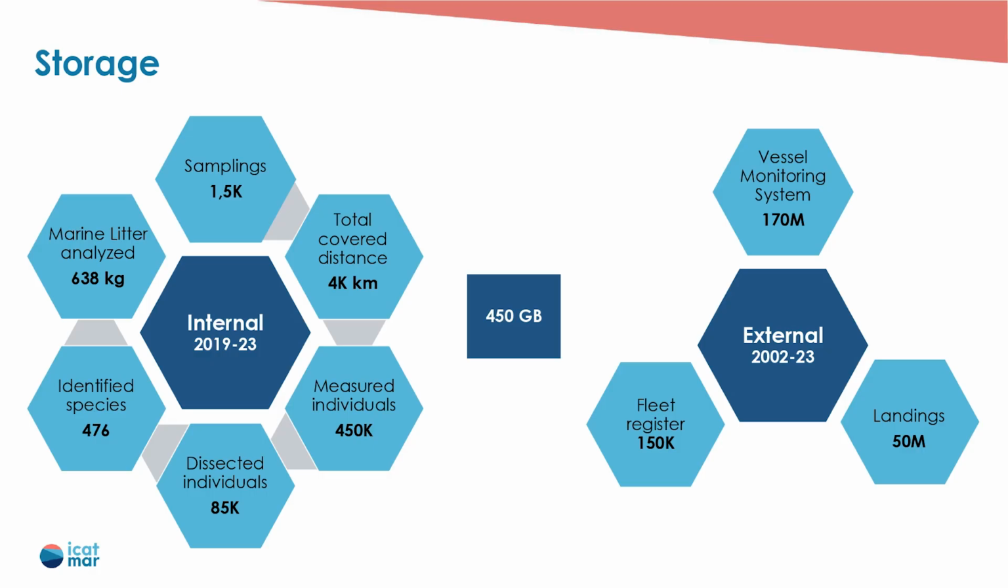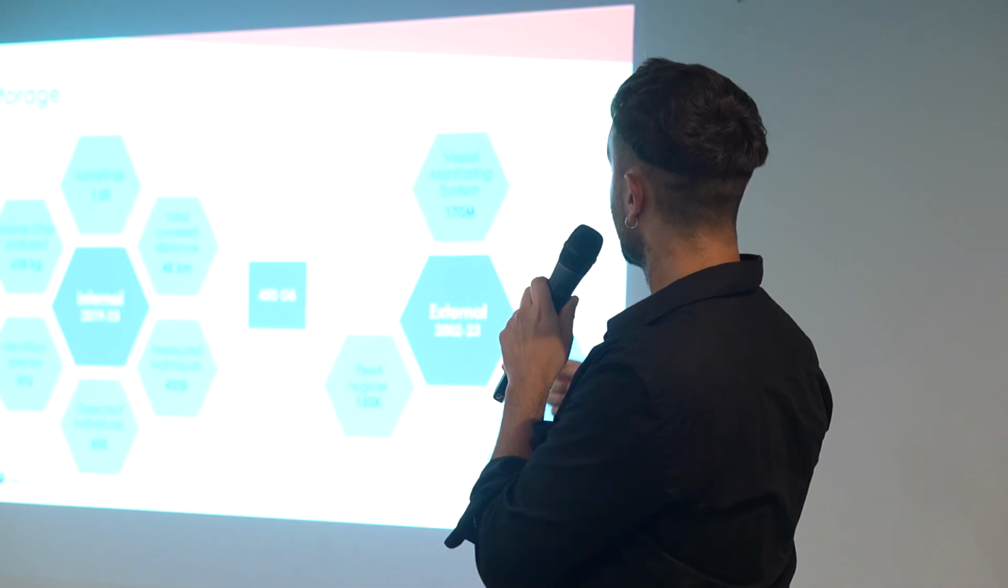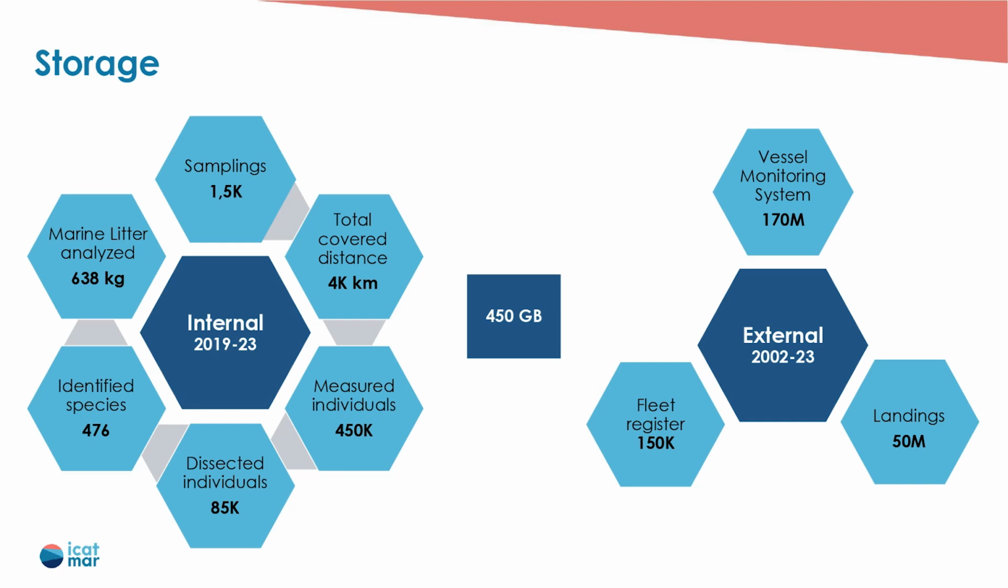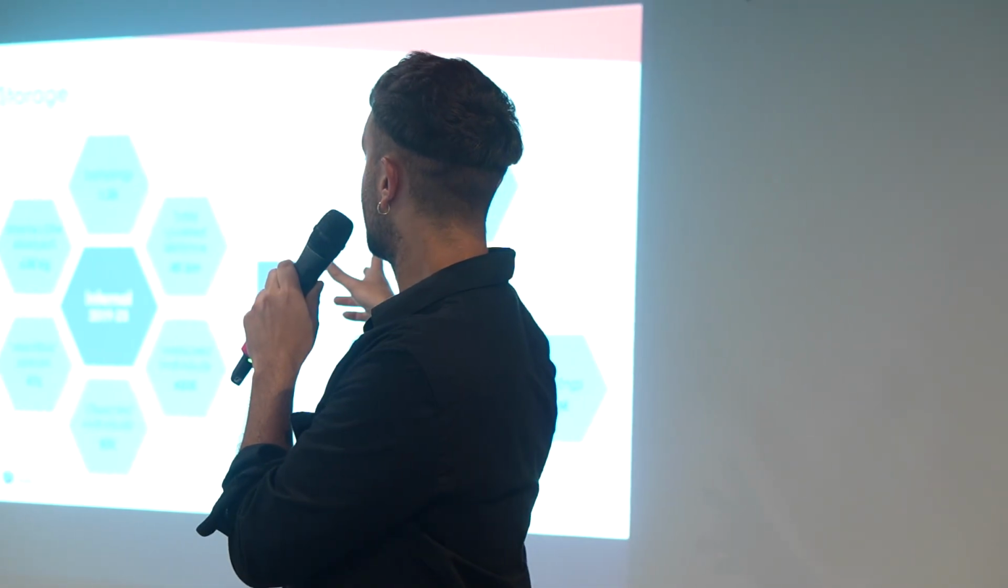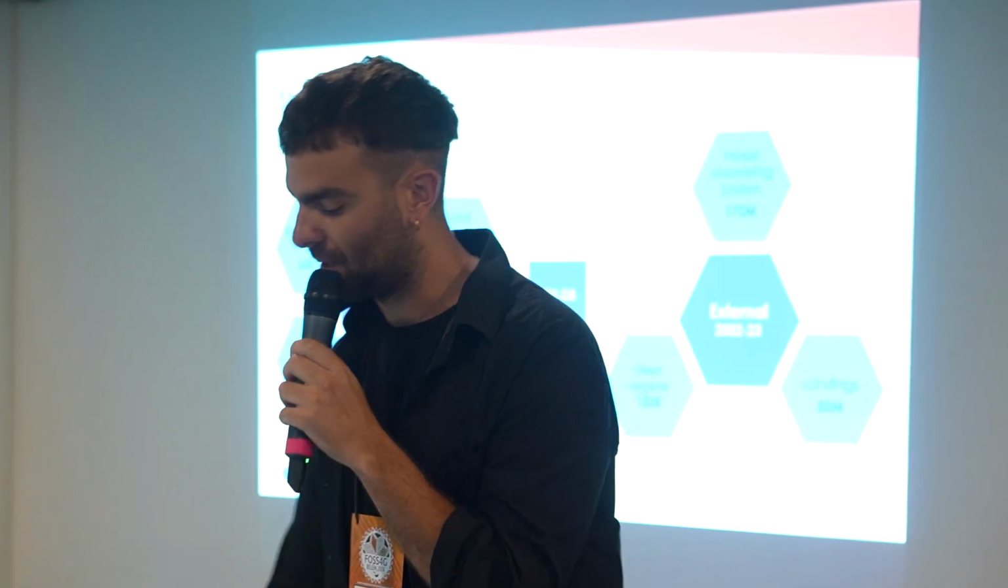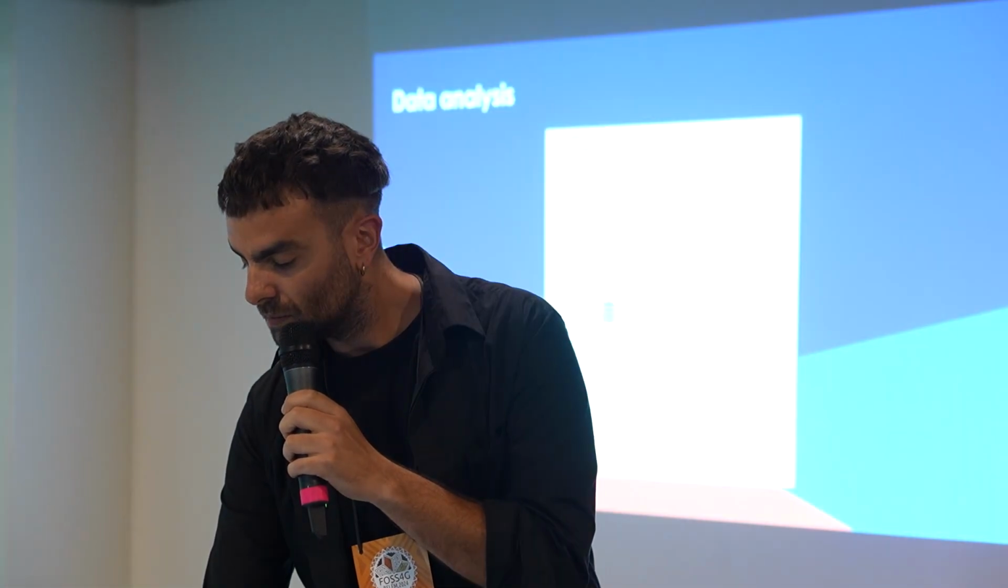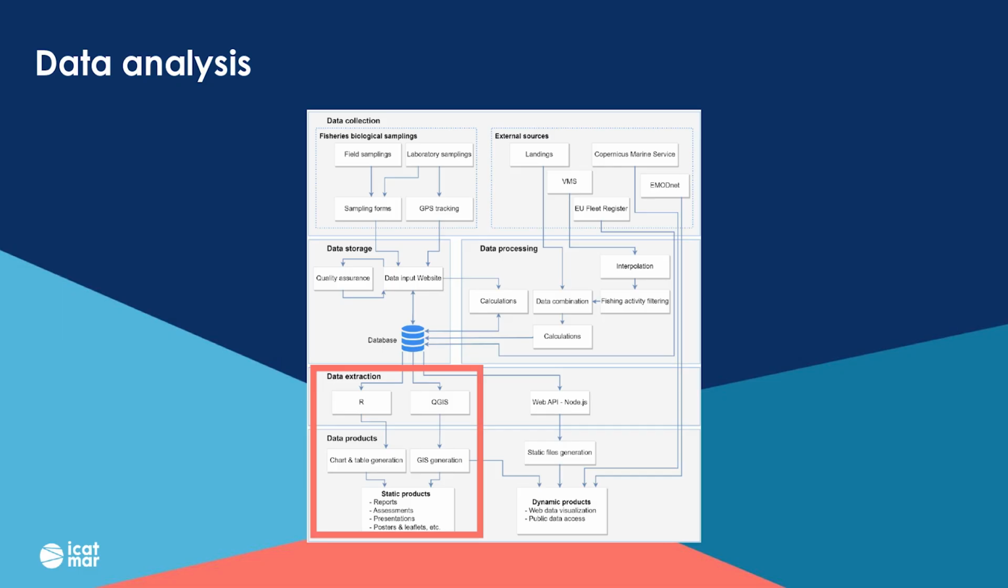And on the other side, you have this external data. We have here historical data, which is very interesting, from 2002 to 2023. And we have about 170 million points for VMS data, 50 million for landings data, and some other information on the fleet. And all this together is 450 gigabytes of information. So we have all this data in our database, and now we have to do something with it. We have to answer some questions on fisheries management.